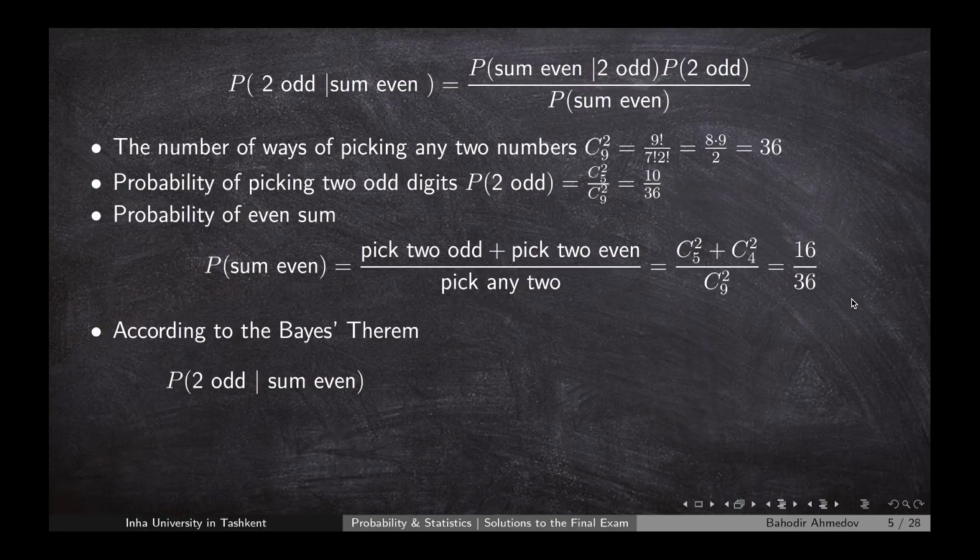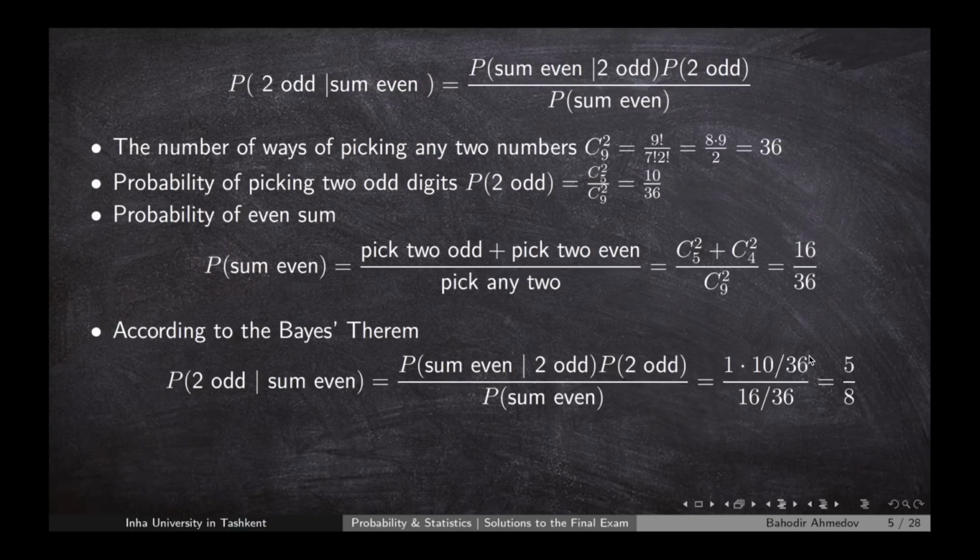So if the 2 digits are odd, what is the probability that the sum is even? If the 2 digits are odd, then the sum is even for sure, right? So the probability that the sum is even when the 2 digits are odd is equal to 1. Probability of picking 2 odd is 10 over 36.